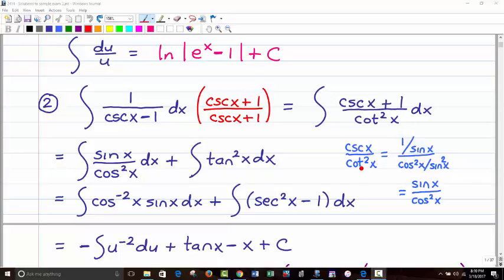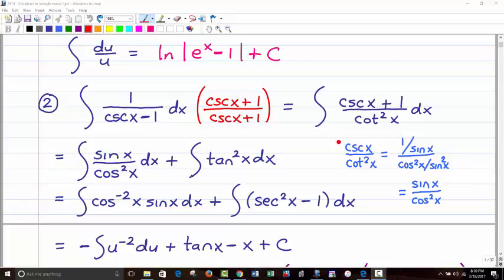Convert cosecant over cotangent squared into sines and cosines, and you end up with sine over cosine squared. Now this fraction would be interesting if it was cotangent on the bottom and cosecant squared on top, because then you would just have du over u. Well, actually you would have negative du over u, because the derivative of cotangent is cosecant squared. So you would just have u substitution. But not for this one.